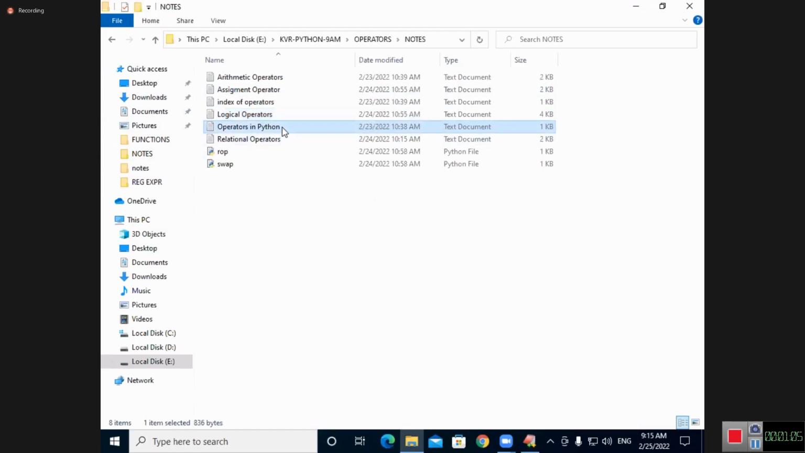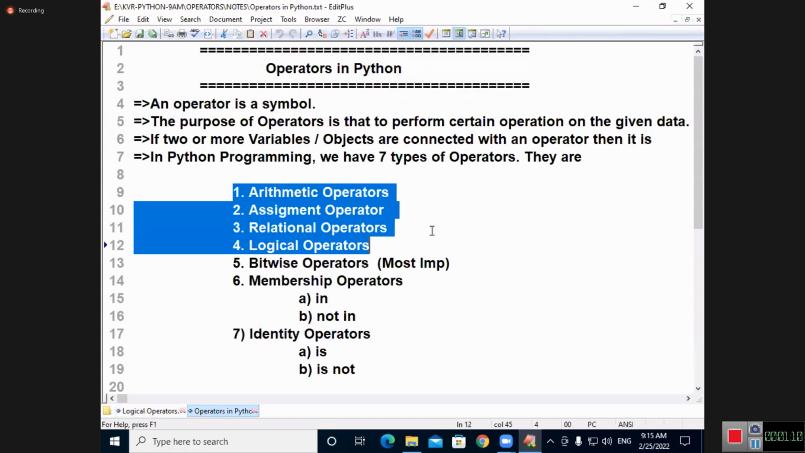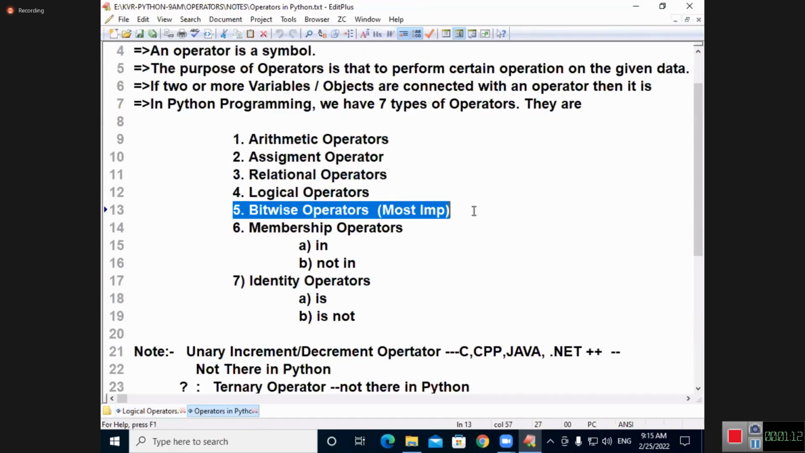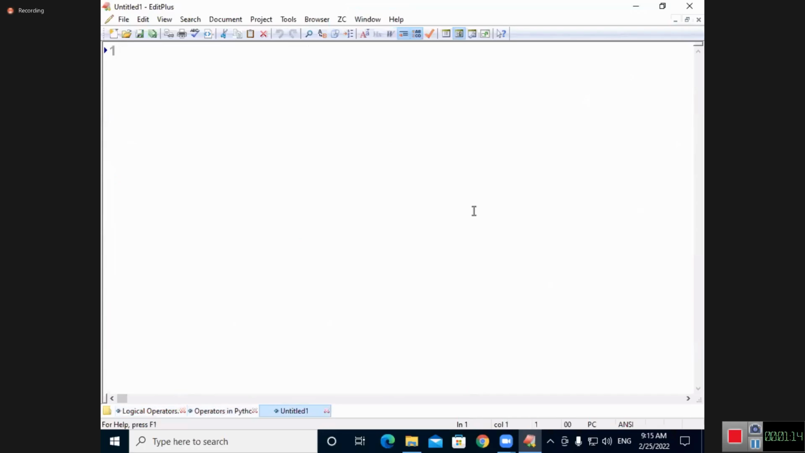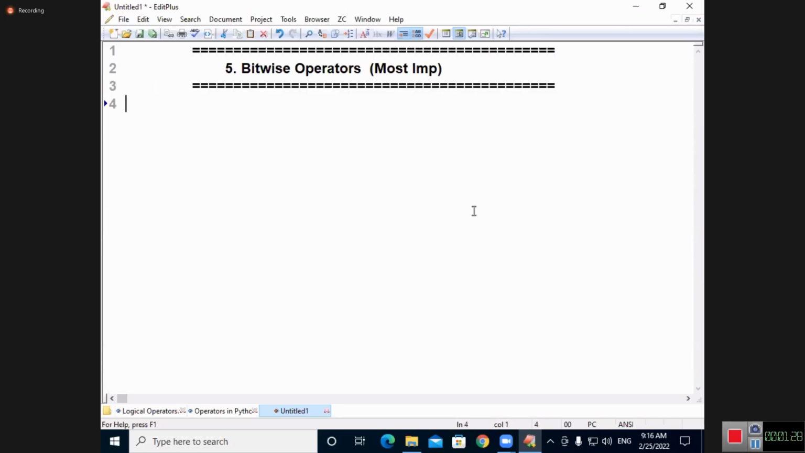Let me open operators in Python once. There we completed the first four. Now I'm going to enter into the most important operators, the bitwise operators we are going to discuss. It's important, guys. From a written test point of view, these operators are very important. So let us start with what exactly bitwise operators are.